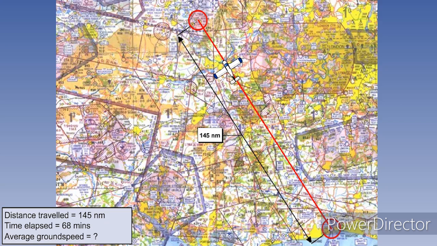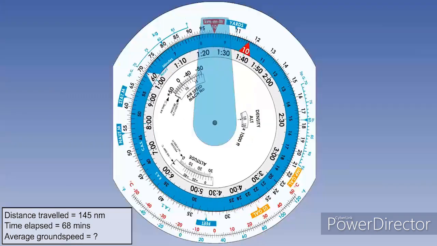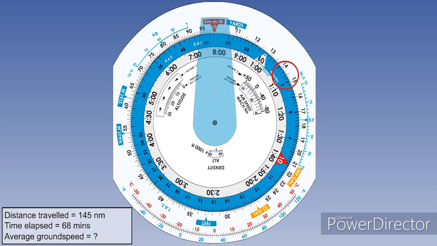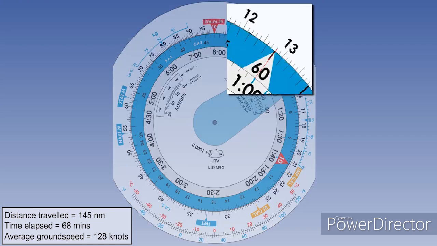We can get a ballpark idea of the answer by saying that as our elapsed time is just more than 1 hour, our speed will be just less than 145 knots. Align 68 on the inner scale with 145 on the outer scale. Use of the cursor may help with accuracy. Using the cursor, read off our speed of 128 knots on the outer scale against the 60 index on the inner scale.